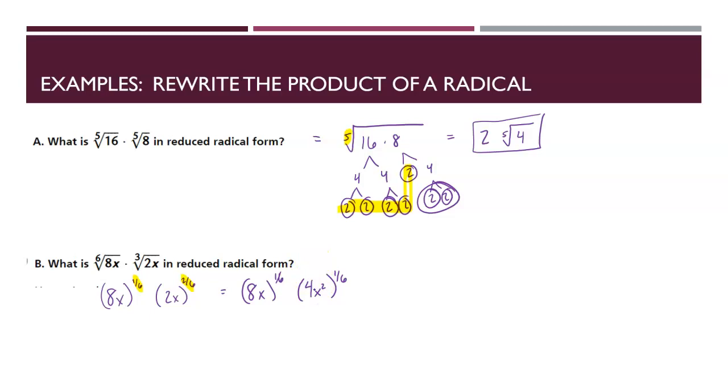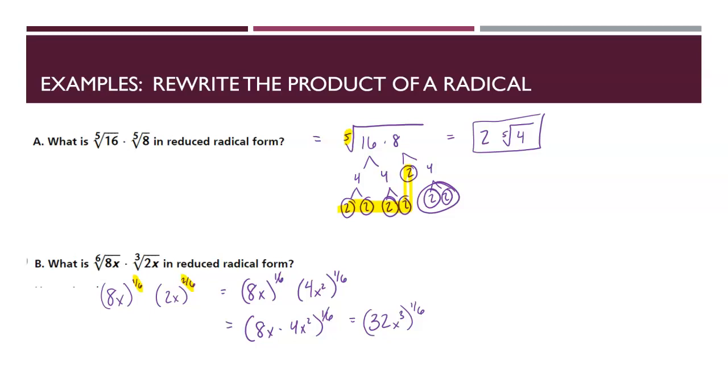So we would have 8x to the 1/6 power times 4x squared to the 1/6 power, or both underneath the 6th root. So if we simplify what's underneath there, we get 32x cubed to the 1/6 power. And really, there's nothing I can do to simplify that, because 2 to the 5th power would be 32, 2 to the 6th power is 64.